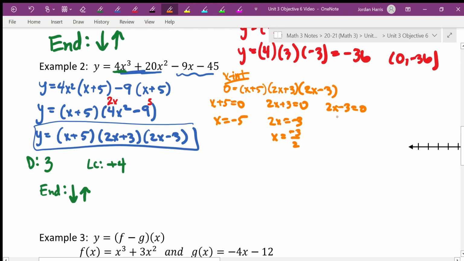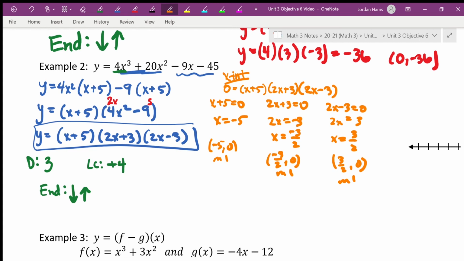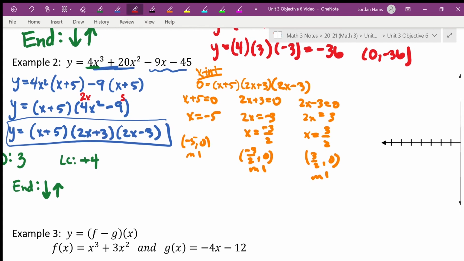So negative 3 over 2, add 3, and I get positive 3 over 2. Okay, so negative 5, 0 with a multiplicity of 1. Negative 3 over 2, 0 with a multiplicity of 1. And positive 3 over 2, 0 with also a multiplicity of 1, right? Multiplicities are the exponents. Everything else is the same. So 3 over 2, 3 divided by 2 is 1.5. Make sure you know that for graphing. That's going to help.